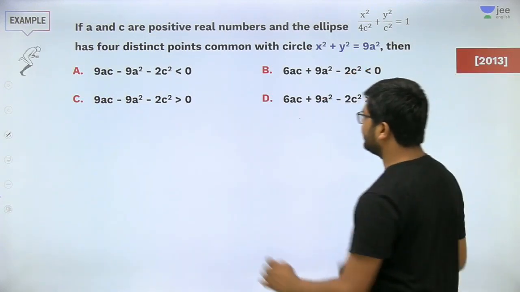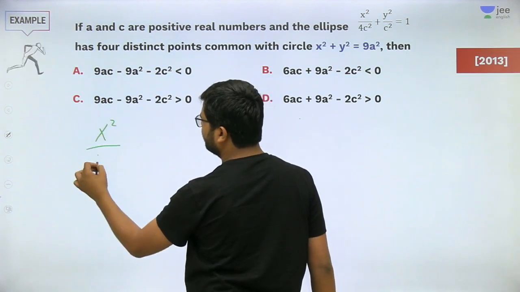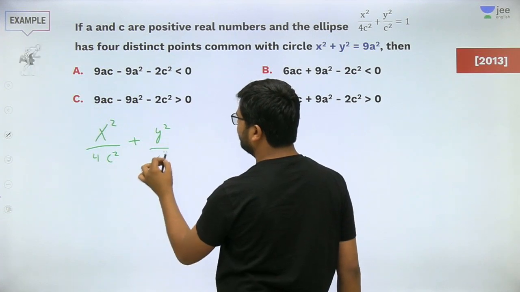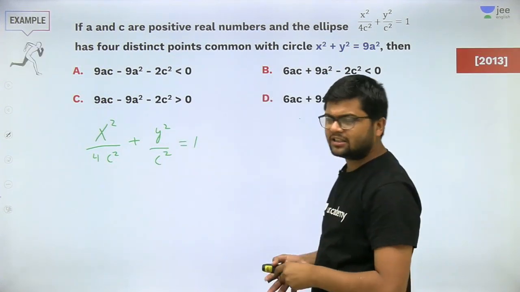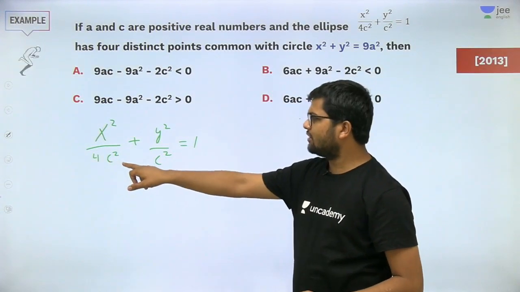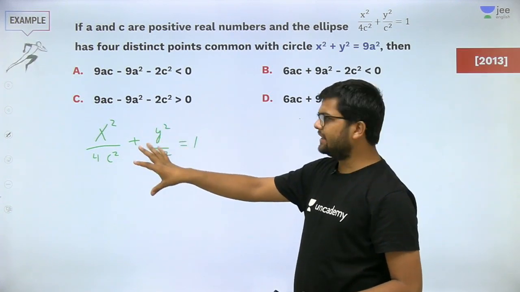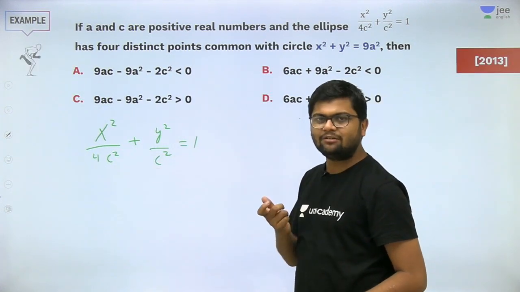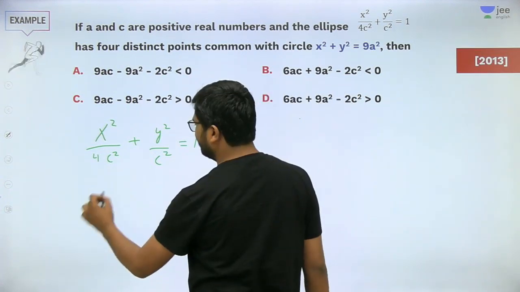First of all, just write the equations, analyze the equation. These are x square upon 4c square plus y square upon c square equal to 1. This is the ellipse. Now if I analyze this, I can easily say that this is a horizontal ellipse because 4c square is always greater than c square, therefore it is a horizontal ellipse, that is for sure, and its length of major axis is 4c and length of minor axis is 2c because a will come out to be 2c. That should be understood by everyone.